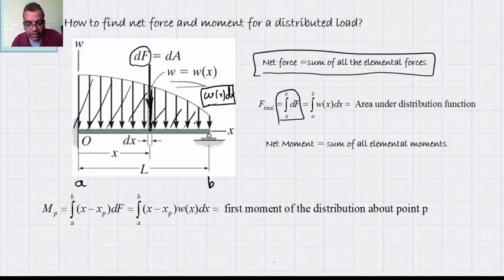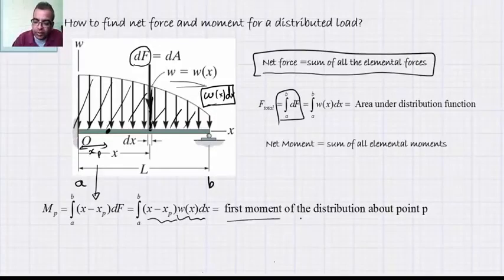The net moment looks like some x minus xp times, if I want to find the moment, let's say at this point xp, then I do x minus xp times dF, which is x minus xp times W of x dx. So this is the incremental force, this is the moment due to that force, and it's the first moment of the distribution.